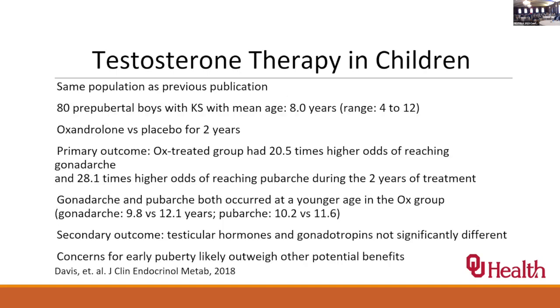The third paper that came out, again, same cohort. And so the oxandrolone-treated group had 20 times higher odds of reaching gonadarche and 28 times pubarche. These are both at a younger age than in the untreated group. Hormones are not significantly different. And so there really is a true concern about early puberty. And the thought is overall, the early puberty probably outweighs any other benefits. Certainly more studies to come.